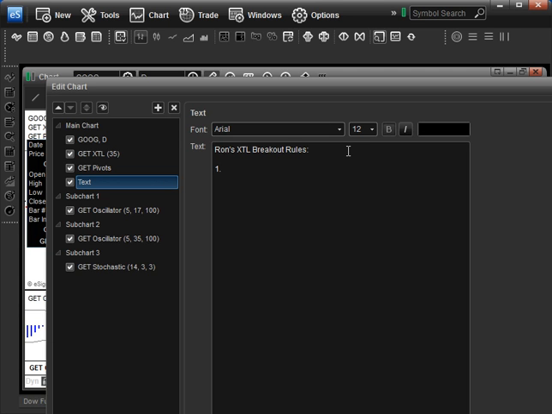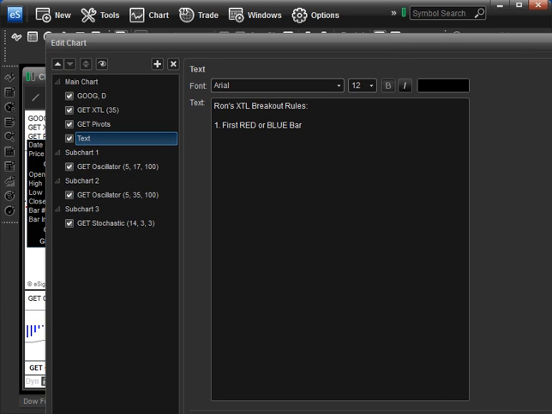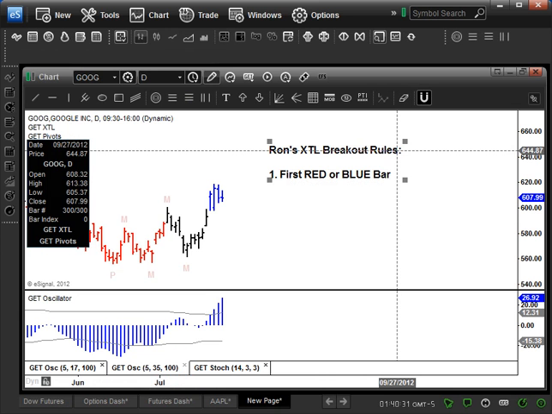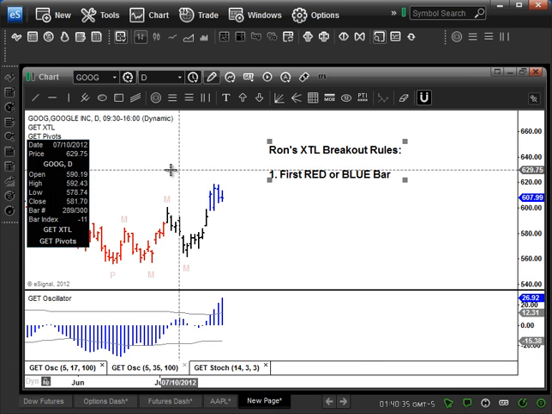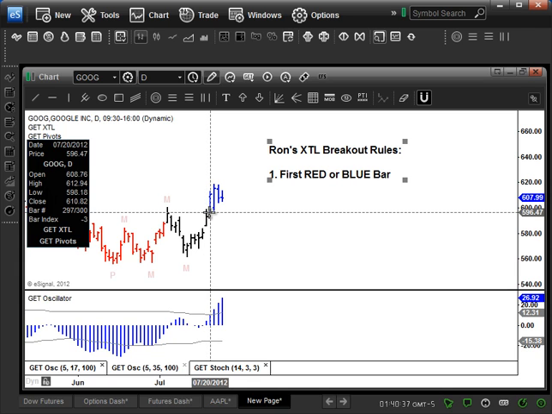The first rule of an XTL breakout trade that I like, it's the standard rule of any XTL breakout trade. I'm looking for the first red or blue bar. That's priority. Even though I'm taking this as an optimized trading strategy, I'm still looking for a first red or blue bar. I've got a daily chart of Google. We had a blue bar back on July 20th. This is the first stage of an XTL breakout trade.